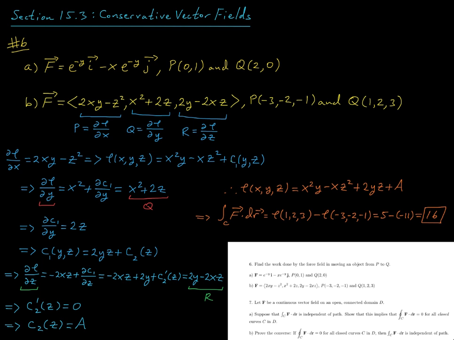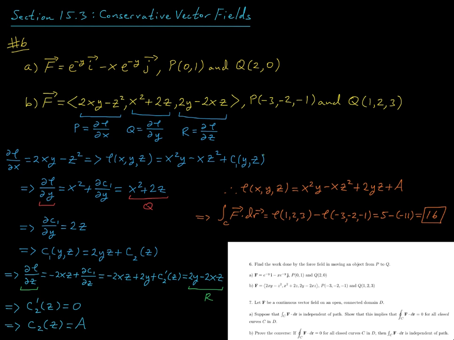And now this is a bit different, right? Since we're working with a function now of three variables, when I integrate with respect to x, I'm holding both y and z constant. So I'm going to write this as c1 of y and z. So this is a function that depends only on y and z.